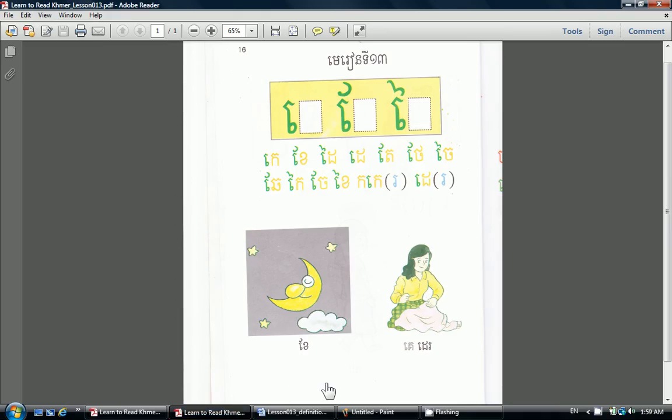So now let's review what we have learned. Lesson 13 in Khmer we say មេរៀនទី 13. It's on page 16. In Khmer we say ទំព័រទី 16. In this lesson we have learned the next set of vowels. There are sra e, sra ai, and sra ai. We have learned how to combine these vowels with the consonants that we have learned so far. So now let's read these words.